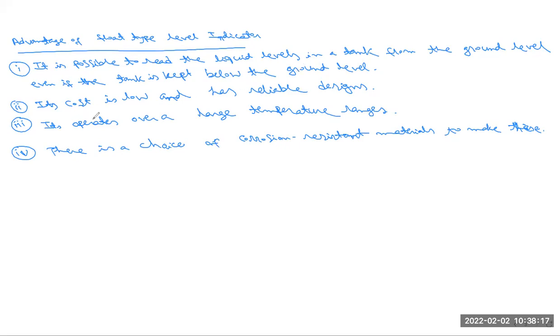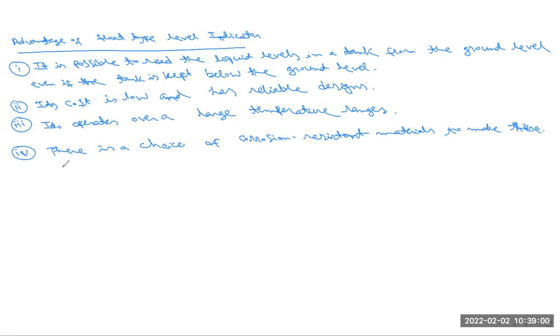Number two, its cost is very low and it has a reliable design. The cost is very low, for the side glass method and the hook type method, and the design is reliable. That means you can easily set it up where you have to measure the level. Number three, it operates over a large temperature range. That means whether the liquid is very hot or very cold, the temperature range is very advantageous for this float type level indicator method.